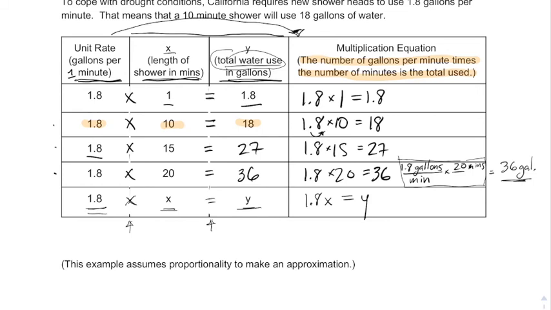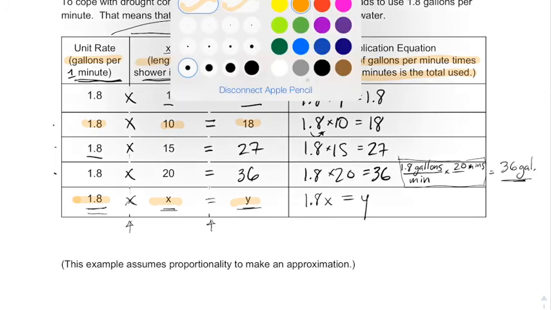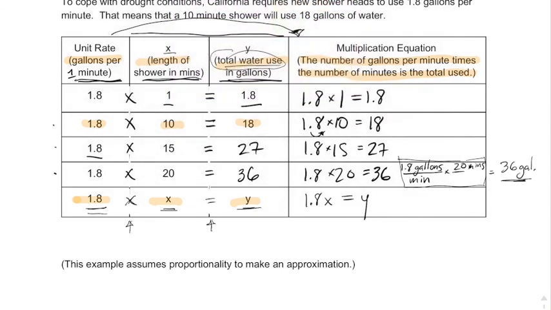So we want to read this. We can read this across the bottom as 1 8/10 x is equal to y. Or we can read that as our unit rate times the length of the shower is equal to the total water use.